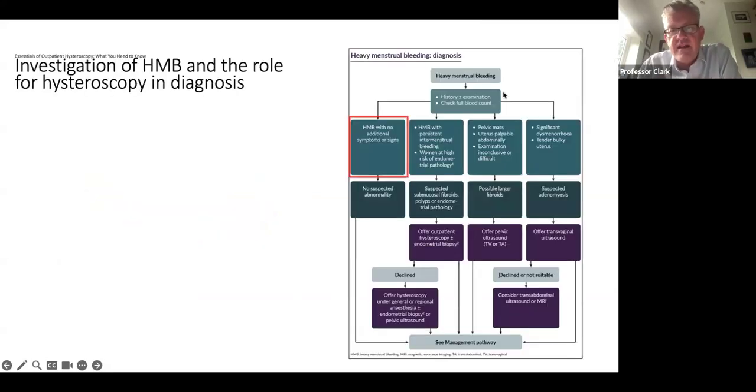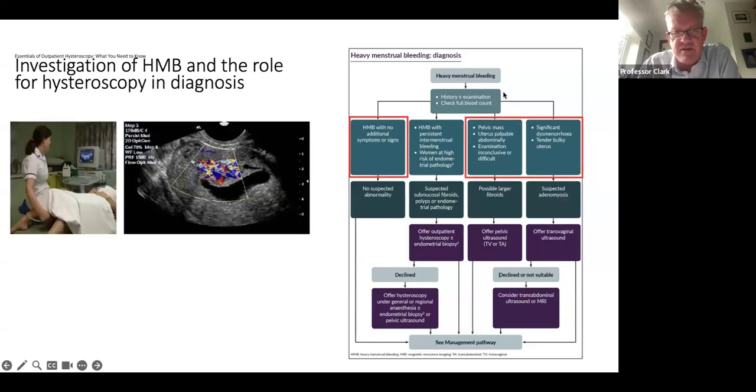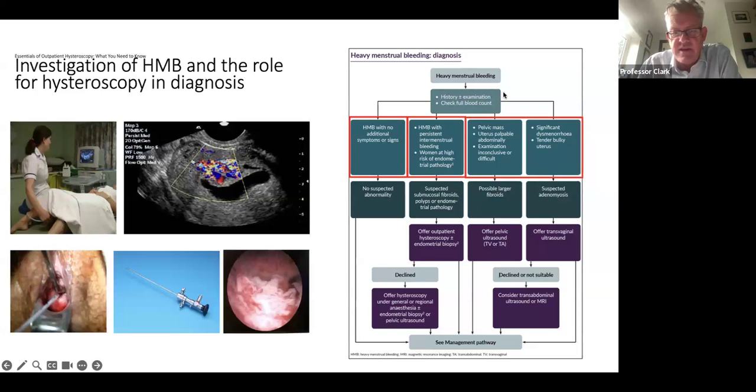And within our guideline, we simply said if you have heavy bleeding with no symptoms and signs, so no pain, normal examination, then you don't necessarily need to do anything. You can just treat them. But if there is pain, bleeding, masses, then you should be considering ultrasound imaging.